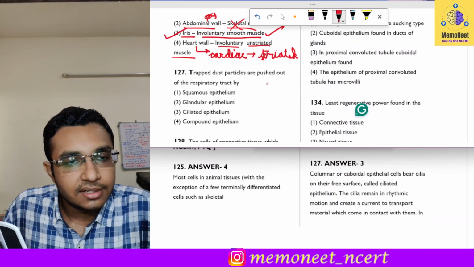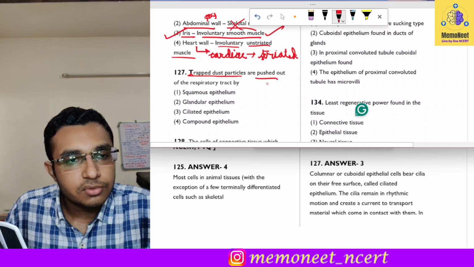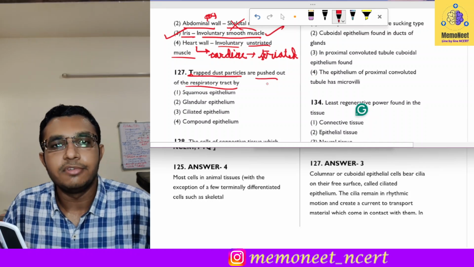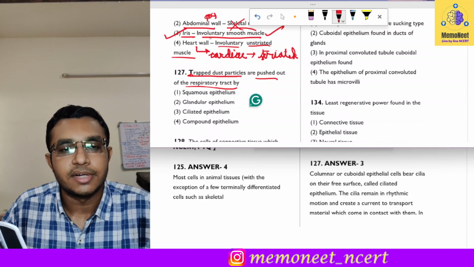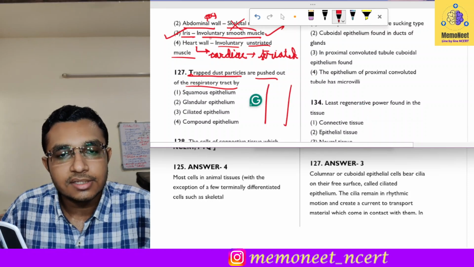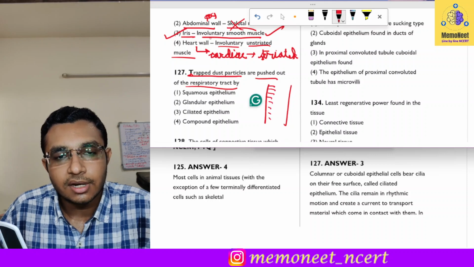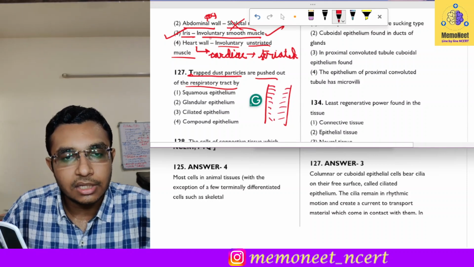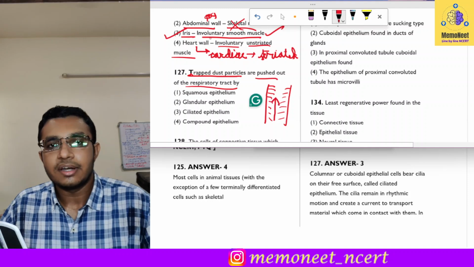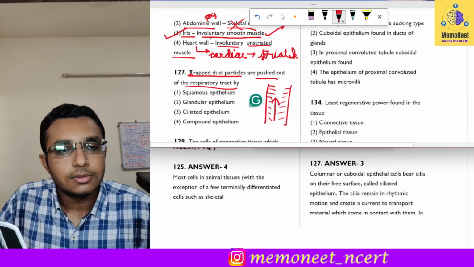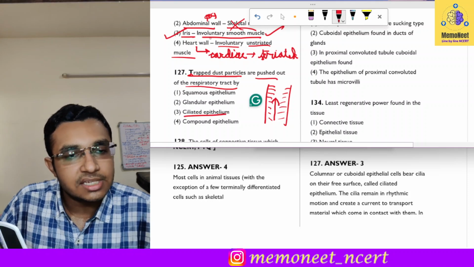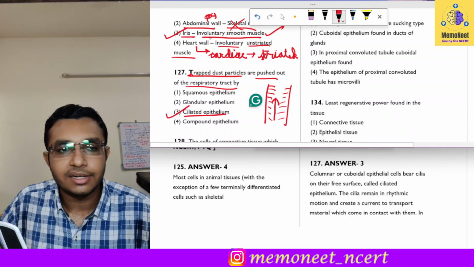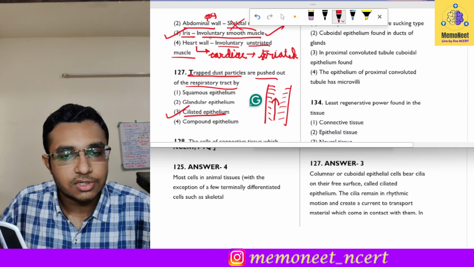It states that the trapped dust particles are pushed out of the respiratory tract by which type of epithelium? Now see, the respiratory tract contains the ciliated epithelium. Okay, so it contains the cilia which are lined like this. These cilia help in the movement of the mucus which contains the trapped dust particles. So that mucus is moved by the ciliated epithelium found in the respiratory tract. So the correct answer of this question is option 3.